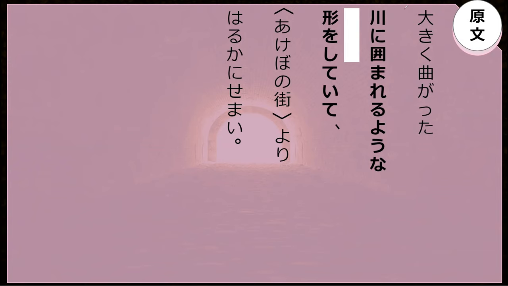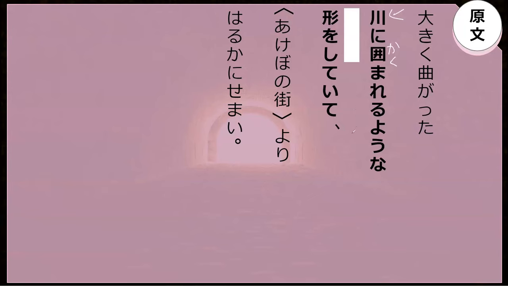Start at kawa. Kawa ni. This is to be surrounded, kakumareru. Kakumareru yō na. Katachi wo shitte ite. Oh, this is hard. Okay, so at the river, the shape.